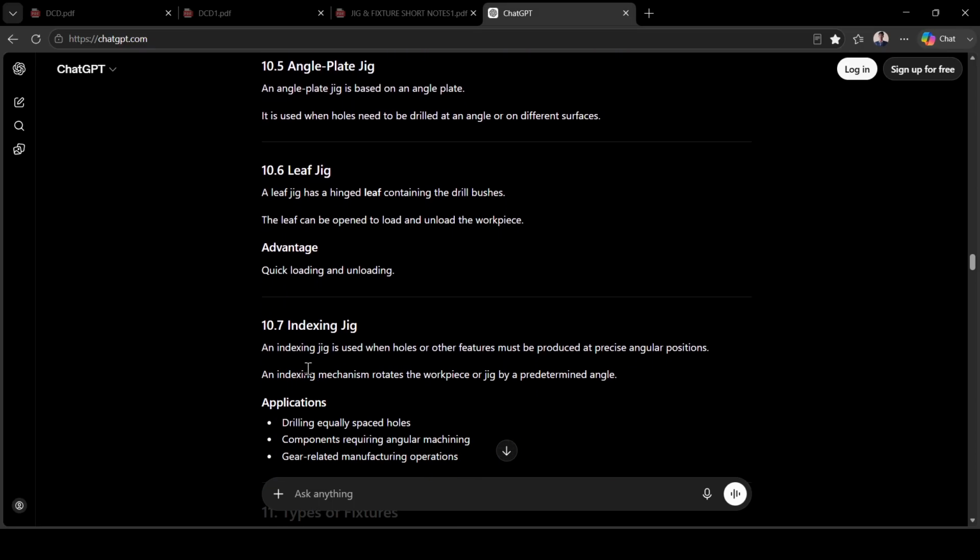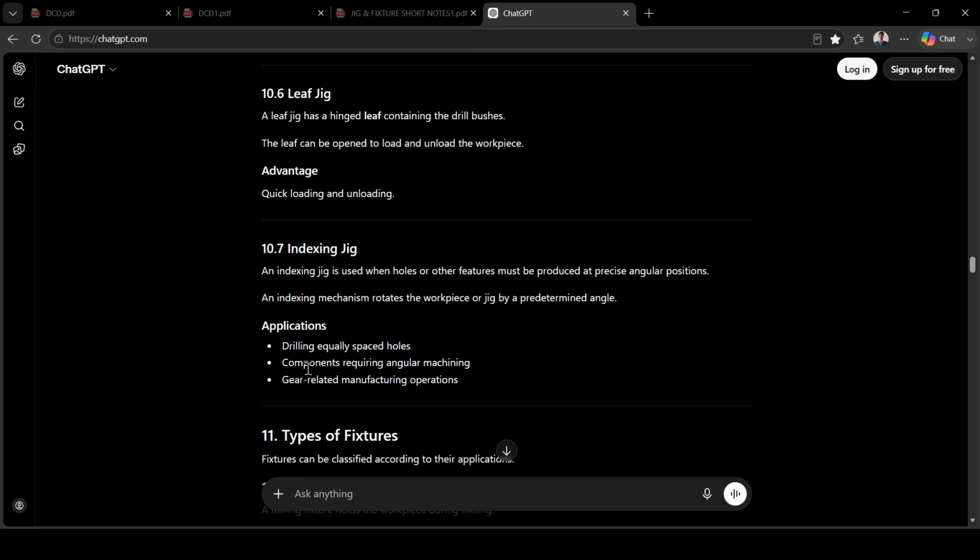Then angle plate jig. An angle plate jig is based on an angle plate, so it is used when holes need to be drilled at an angle on different surfaces. Then leaf jig.